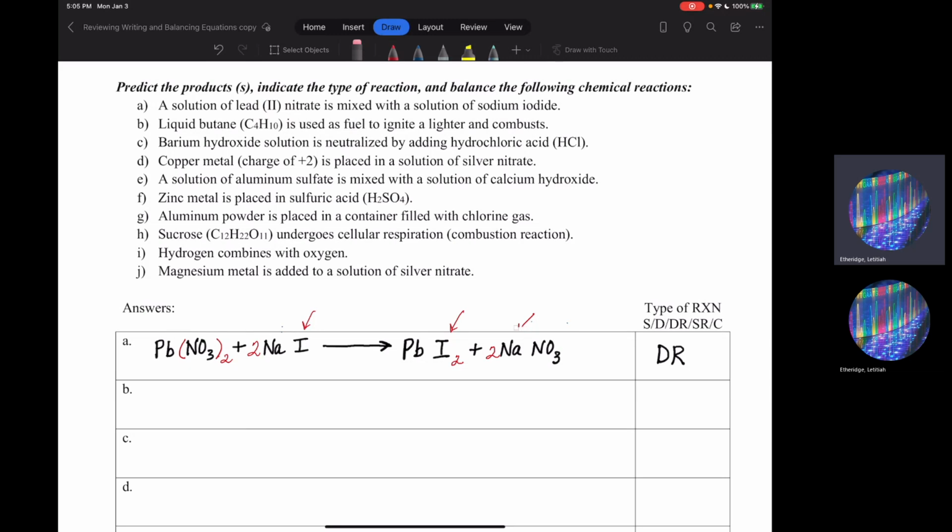All right. So that is going to be your answer for A on this worksheet. It is going to be Pb(NO3)2 plus 2 NaI yields lead iodide, PbI2, plus 2 sodium nitrates, 2 NaNO3. Hopefully that was helpful.